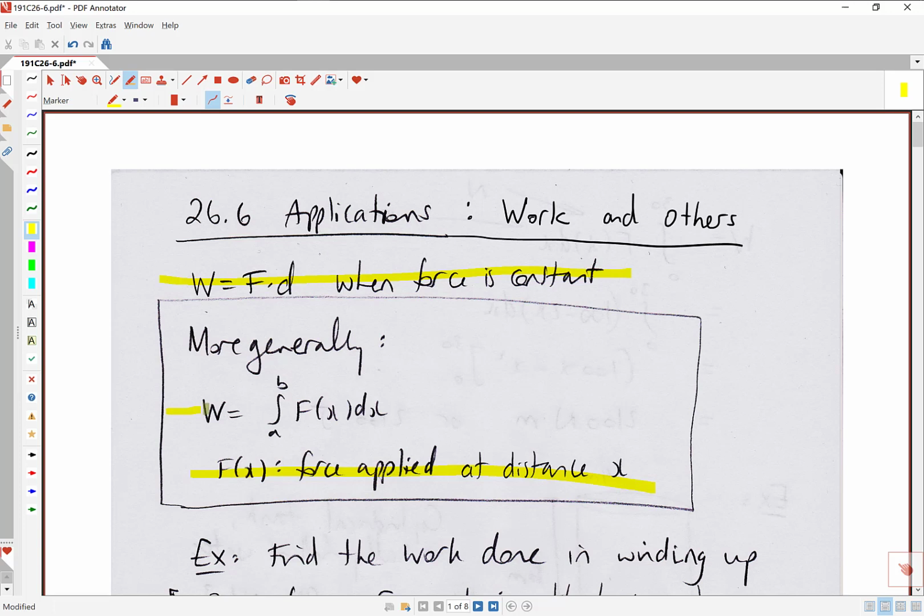Work is going to be the integral from a to b. What we're integrating is our force. So integrating the force with respect to x. So let's put a star beside this. We're going to use this formula in the next 3 examples.